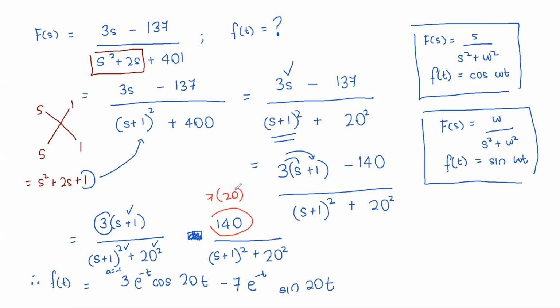Now if you realize how I derived this, let's just put this minus 140 as 7 multiplied with 20. The 3 comes here, the 7 comes here. The omega is 20, which is here, and 20, which is here. And this implies the first shifting theorem, which is here. Again, this is the first shifting theorem, which is here.